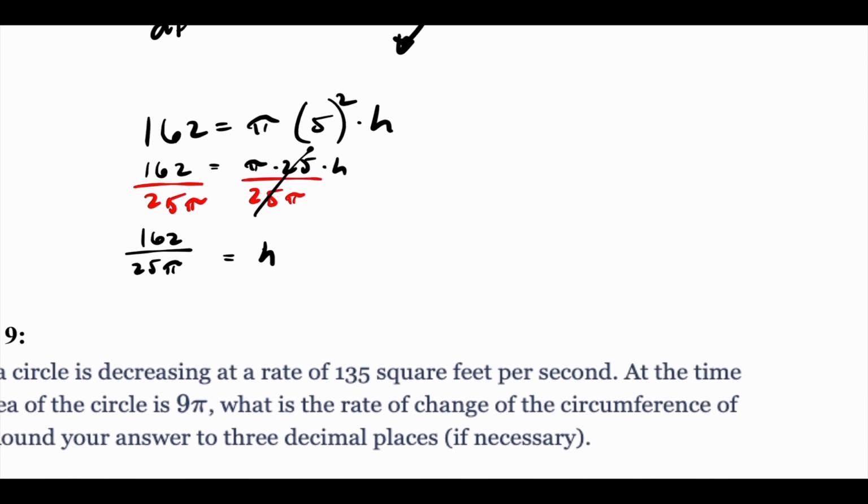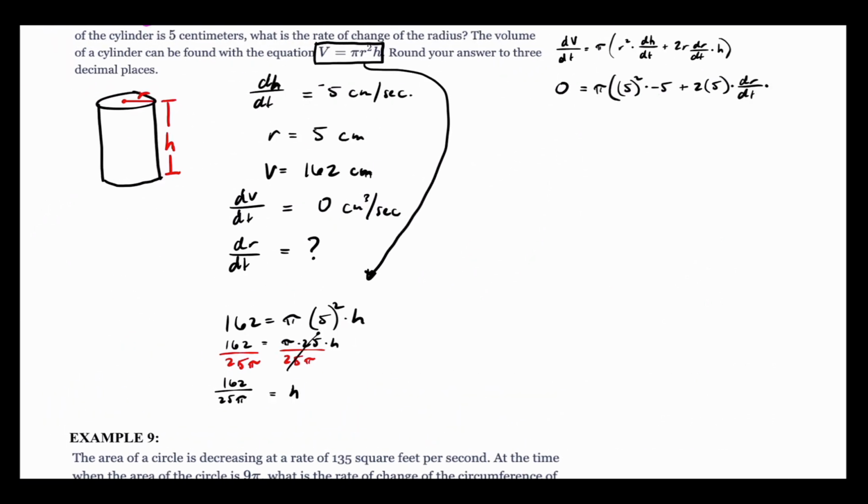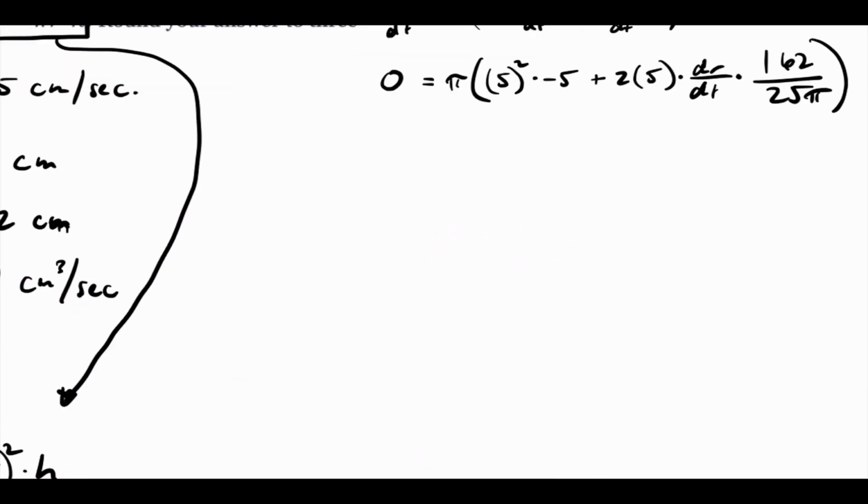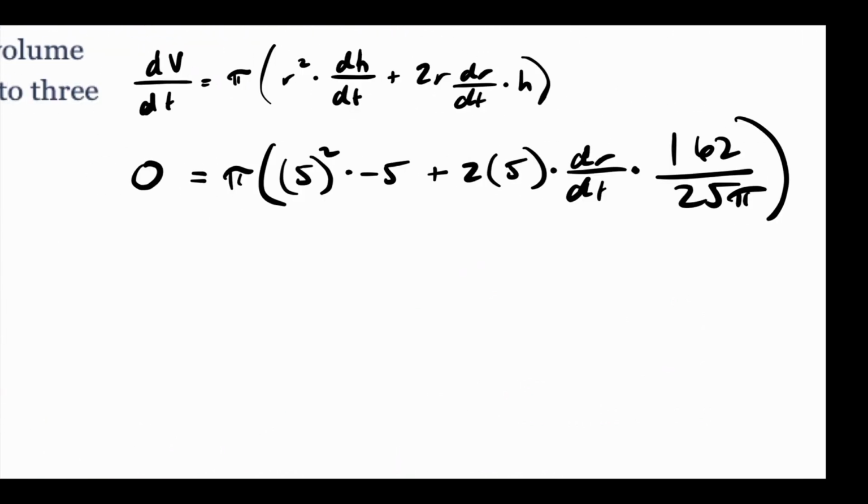All I'm going to do with that guy is plug it in for h over here. I'm going to plug in 162 over 25 pi. A lot of times people try to round that number and then plug it in. You don't want to round until the very end, because otherwise, especially if it's a multiple choice question, your answer is going to be way off from any of the A, B, C, Ds. Okay, so now let me clean this up.